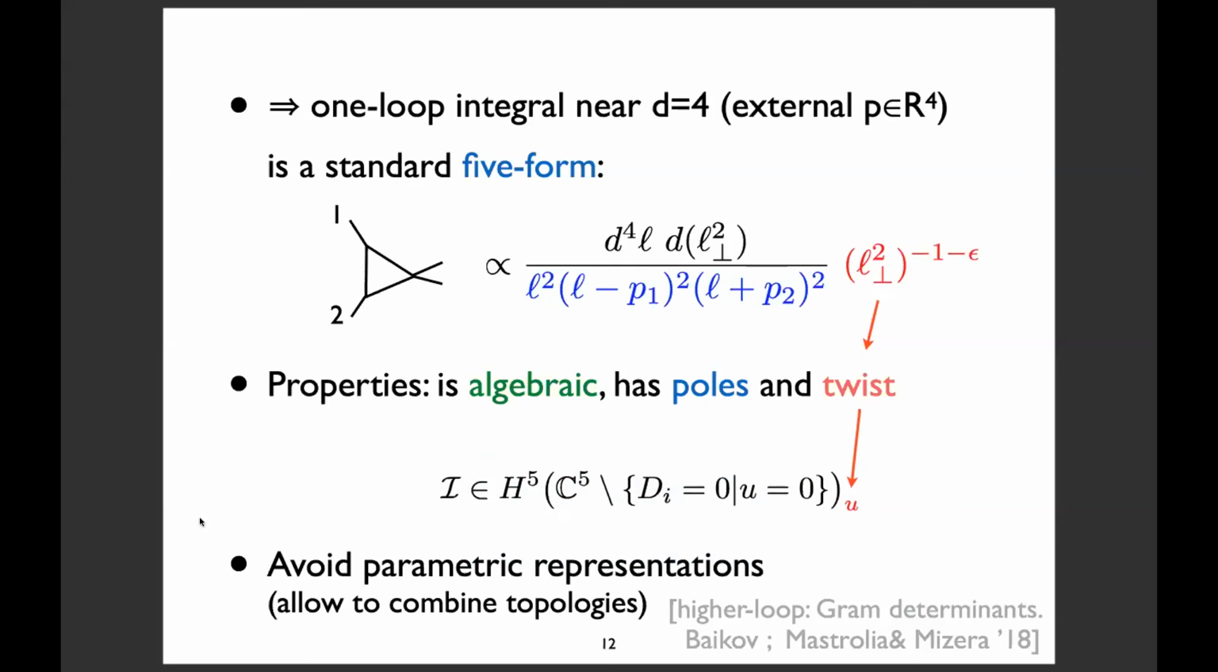I want to emphasize one thing. In this talk, I will eschew the use of parametric representations. The reason I do that is not just because I want to be fancy, it's that ultimately I'm interested in combining all the topologies together. And I find that parametric representations don't play very well with the idea of combining diagrams. They usually work diagram by diagram. So that's why I insist on doing everything in the original momentum space.